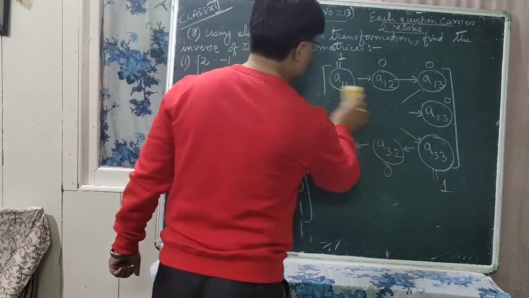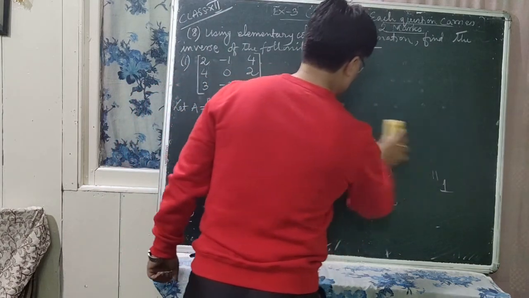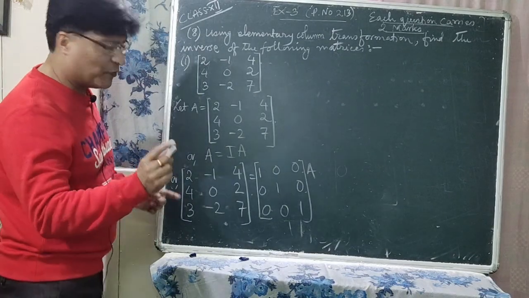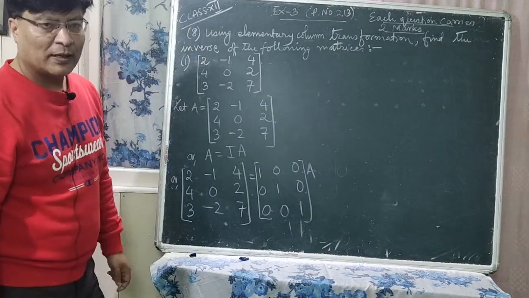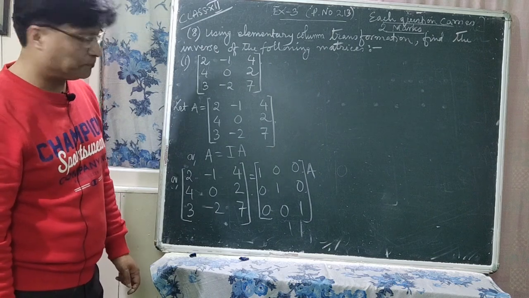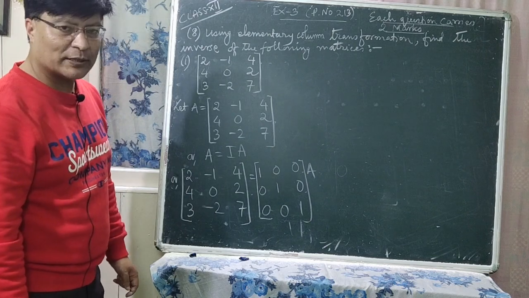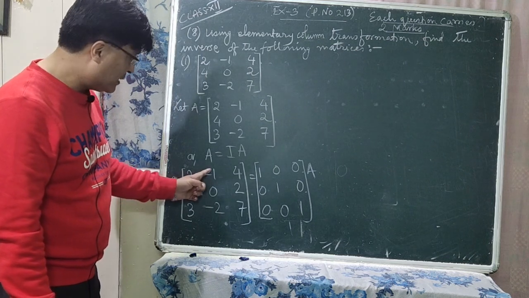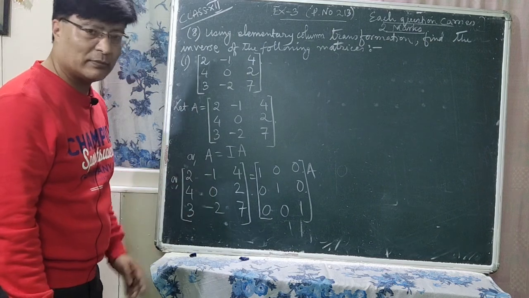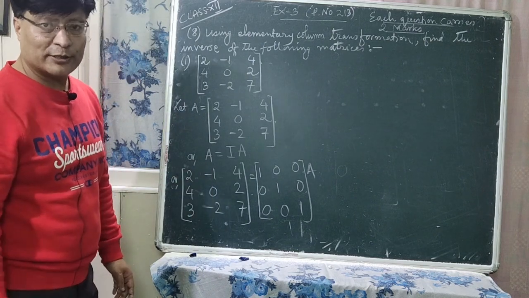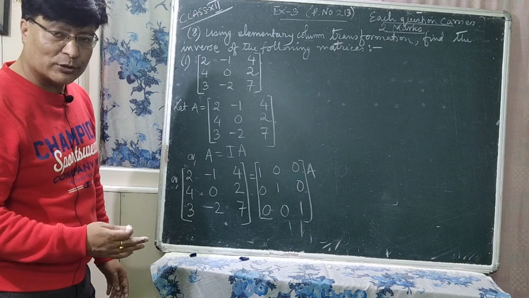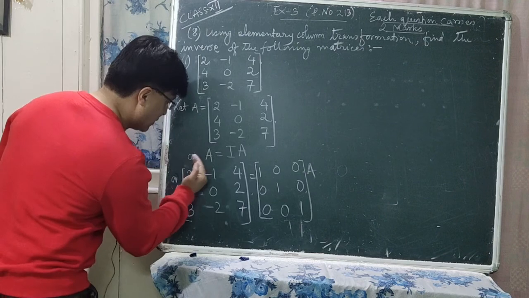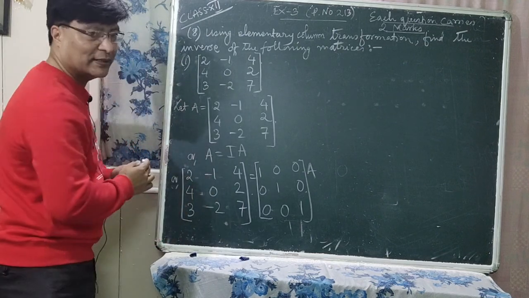So let us use the method now. You have to use elementary column transformation. First of all you have to make this 2 into 1. How can you make this 2 into 1? By 2 minus 1, isn't it? We have to use column transformation. That means you have to use property in terms of column. C1 minus C2 gives what? C1 minus C2 gives 2 minus 1, which is 1, right?